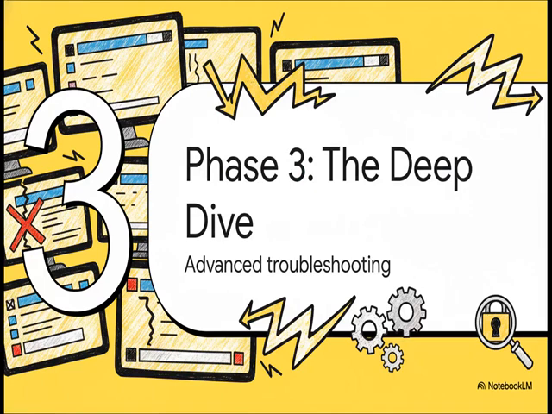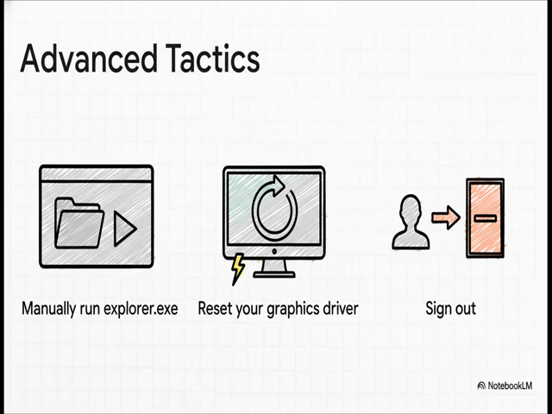All right, welcome to the deep dive. We're moving past the simple resets now, and we're going to start using more direct commands to force Windows to do what we want. These are the tactics we use when that taskbar is just completely gone. So here's our game plan. We're going to try 3 really powerful things. First, we'll manually force Explorer to run. Then, we'll do a super quick reset of your graphics driver, just to rule out any visual weirdness. And finally, we're going to use a special logout method that is often way more effective than a full reboot.